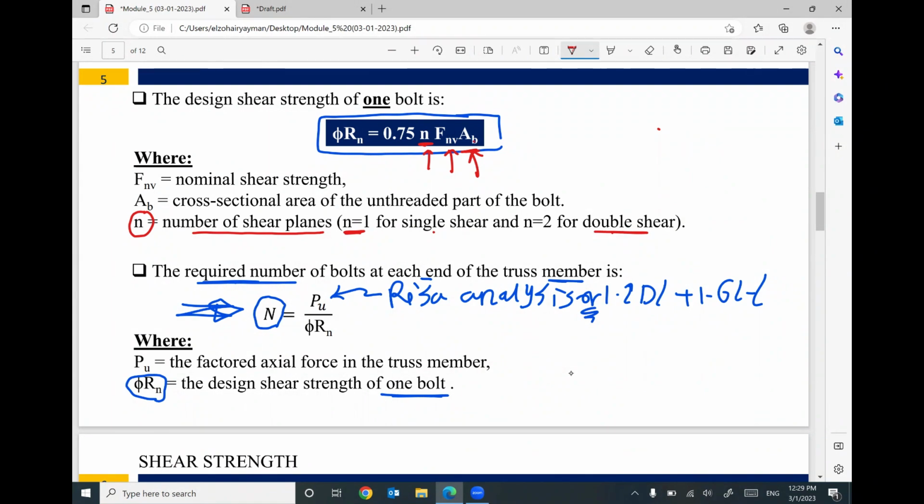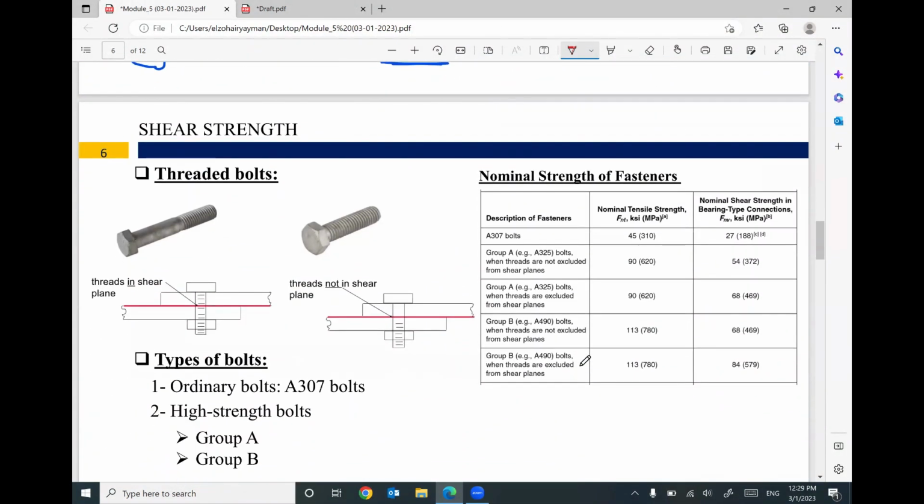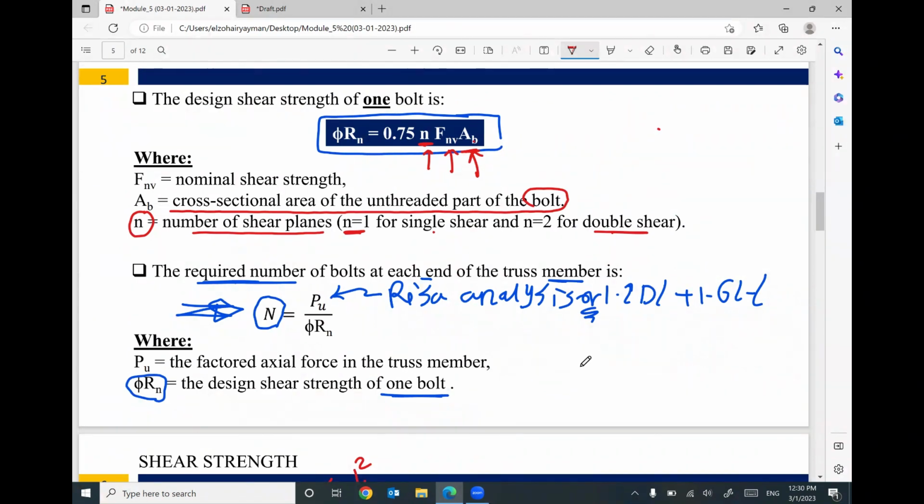Area bolt is the cross-section area of the bolt. Since your bolt has a diameter, I can figure out the area of the bolt from the diameter of the bolt. That makes sense? So keep in your mind, your bolt has a diameter. This diameter can be used to figure out the cross-section area of your bolt. So far, looks good. 0.75 is the value of phi.